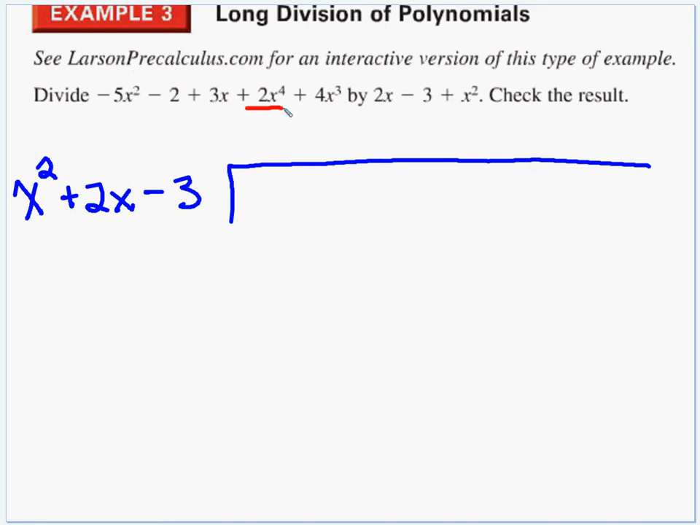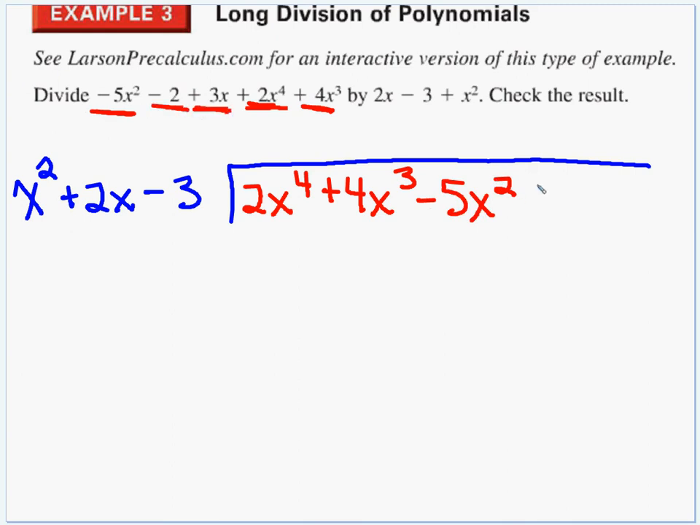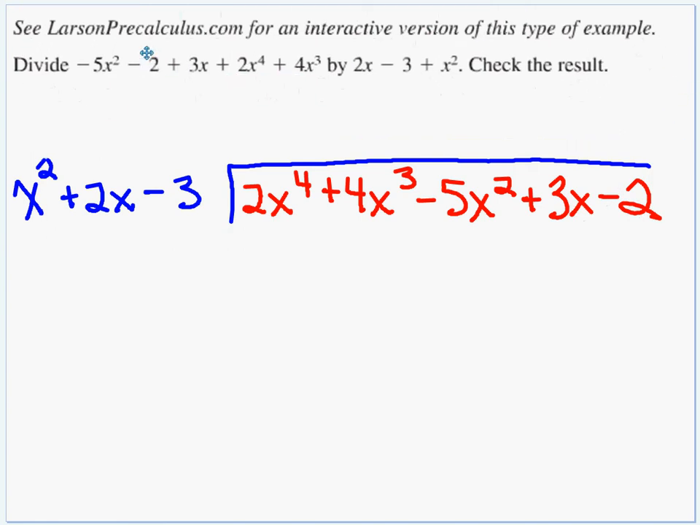Our biggest exponent is 2x to the fourth, so plus 2x to the fourth. Then we've got an x to the third, plus 4x to the third. 0 x squared minus 5x squared. A plus 3x and a minus 2. Plus 3x minus 2. All right, looks like we've got our work cut out for us, but we should be all right.